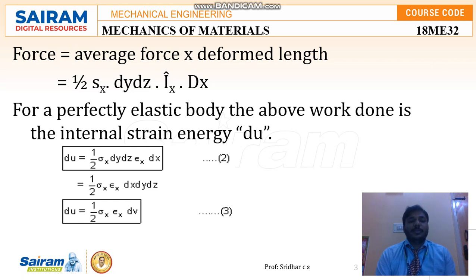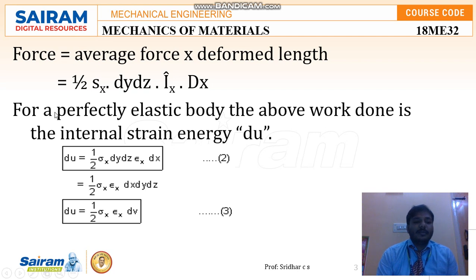To find the work done for the internal strain energy of a perfectly elastic body, the notation we're going to take for the internal strain energy is small du. So du is half of sigma x into dy dz into summation of epsilon x into dx. Sigma x is the stress, dx, dy and dz are the planes which are acting, sigma x is the one plane acting in the uniaxial case, and the summation of epsilon x is the strains for all the directions.